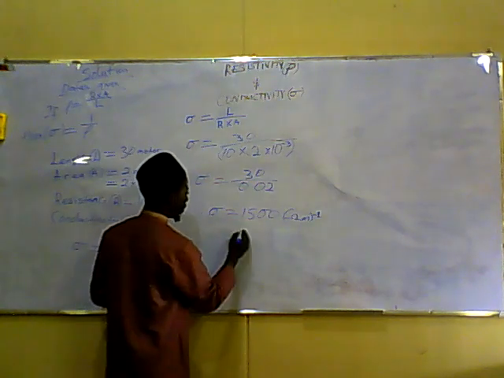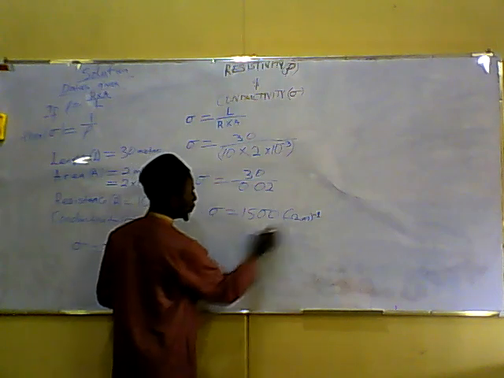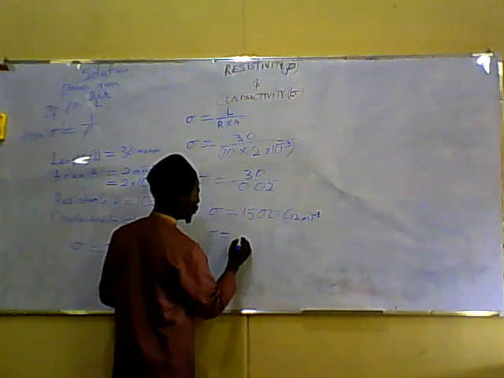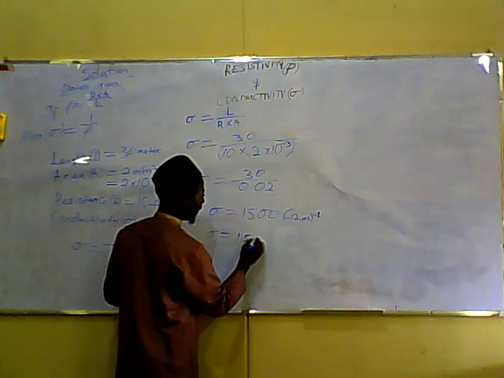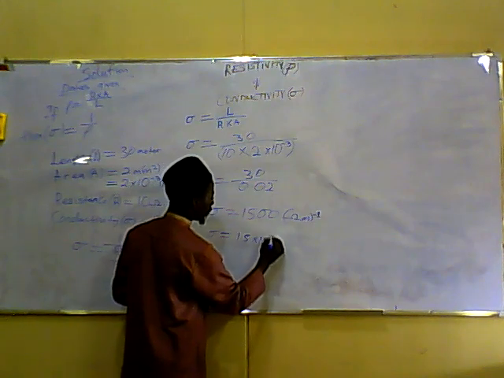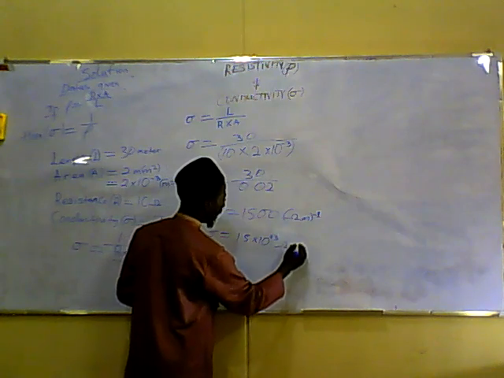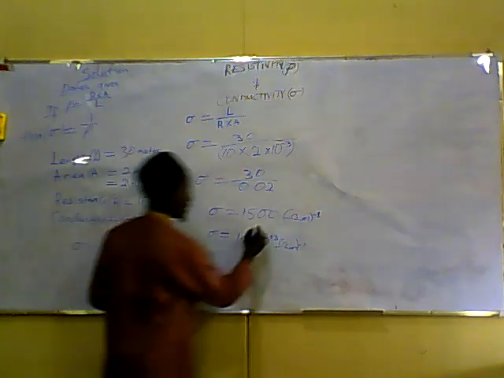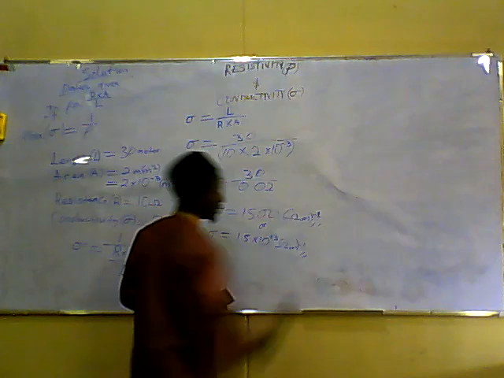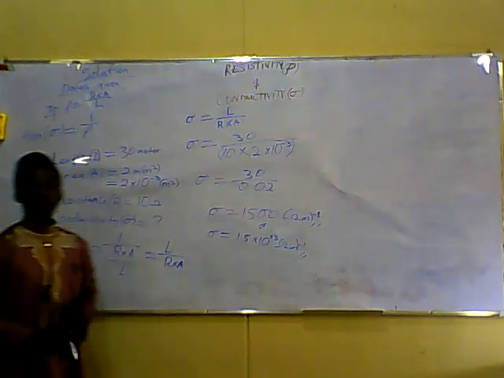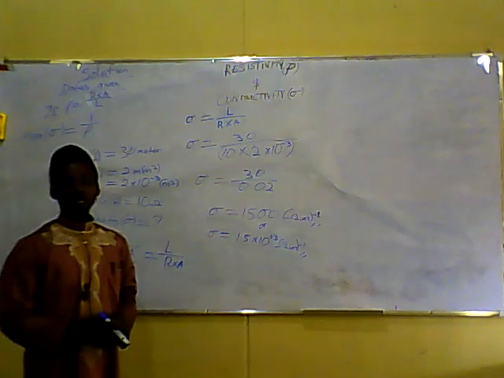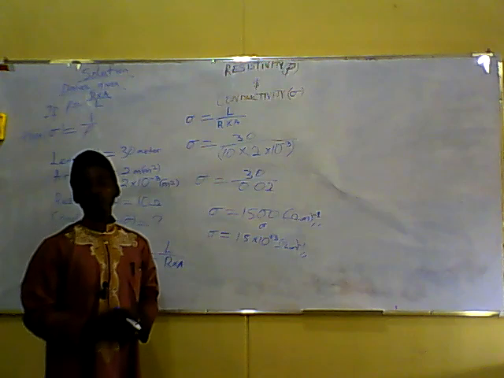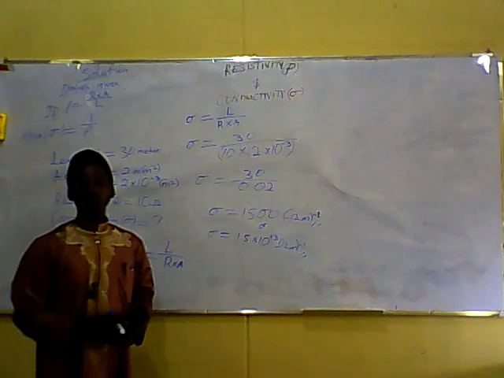So, we have conductivity to be 1,500 ohm per meter, or conductivity is equal to 1.5 times 10 to the power of plus 3 ohm per meter. So this is the final answer to the question that says a 30-meter conductor of cross-sectional area 2 millimeters squared has a resistance of 10 ohms, to calculate the conductivity.